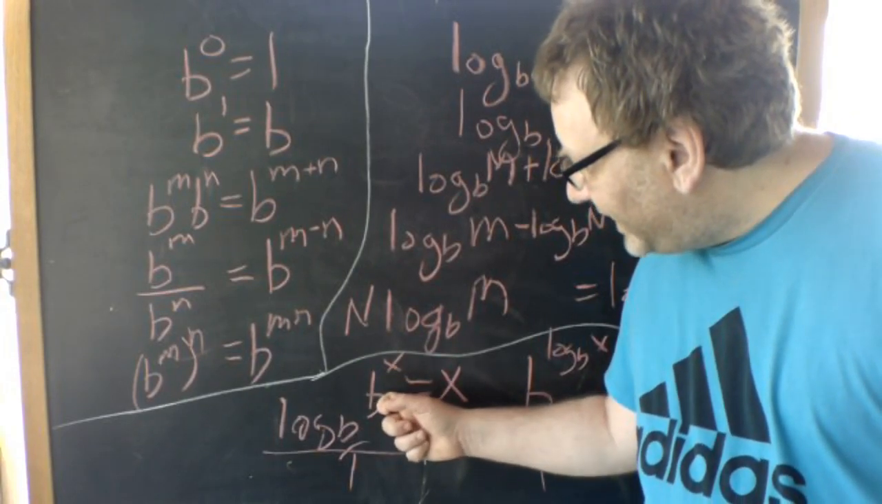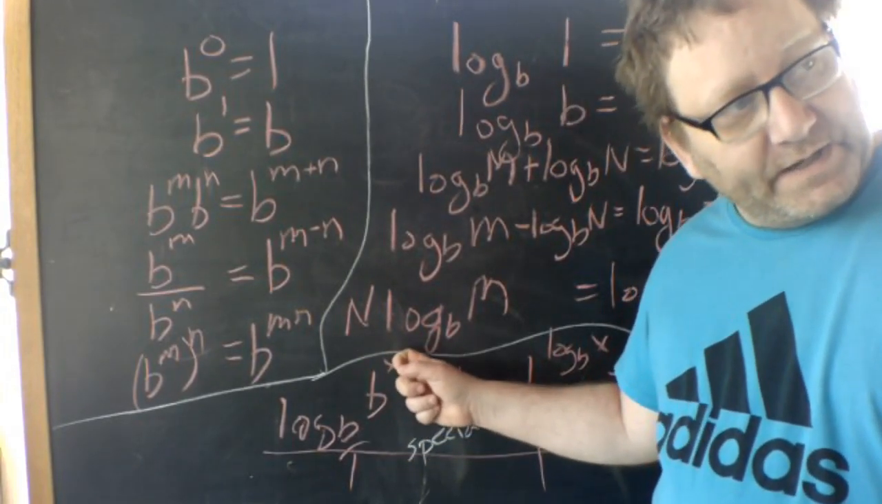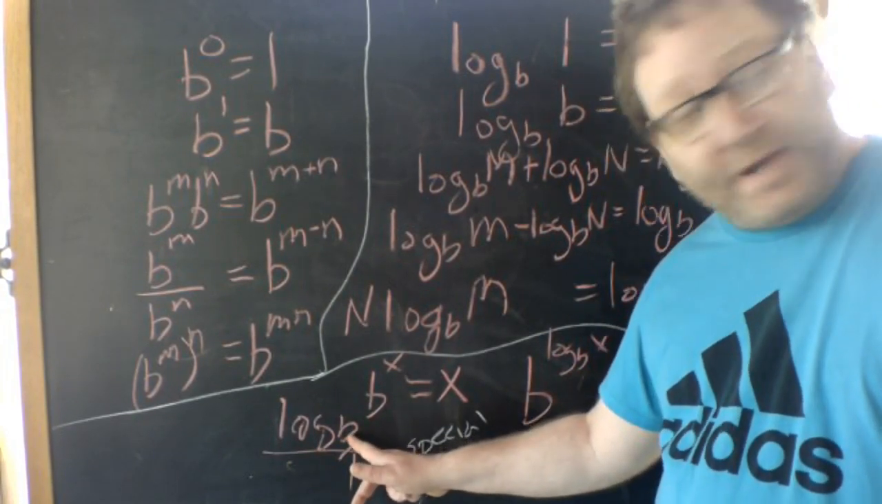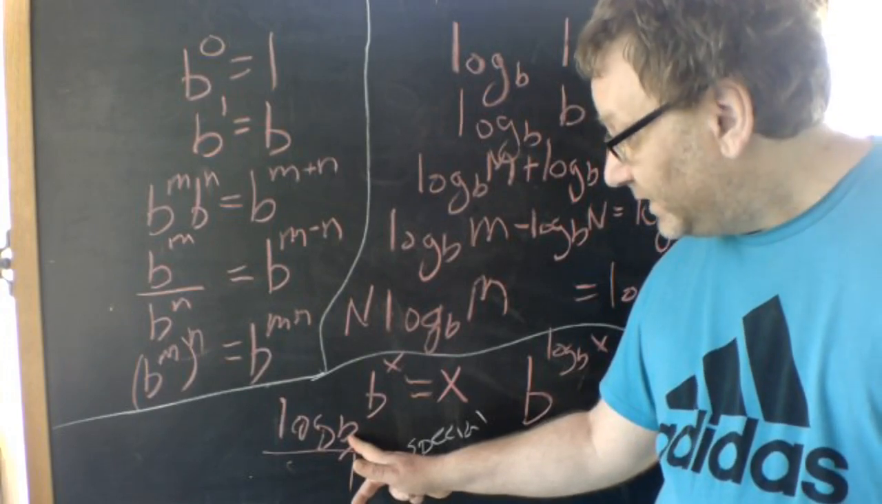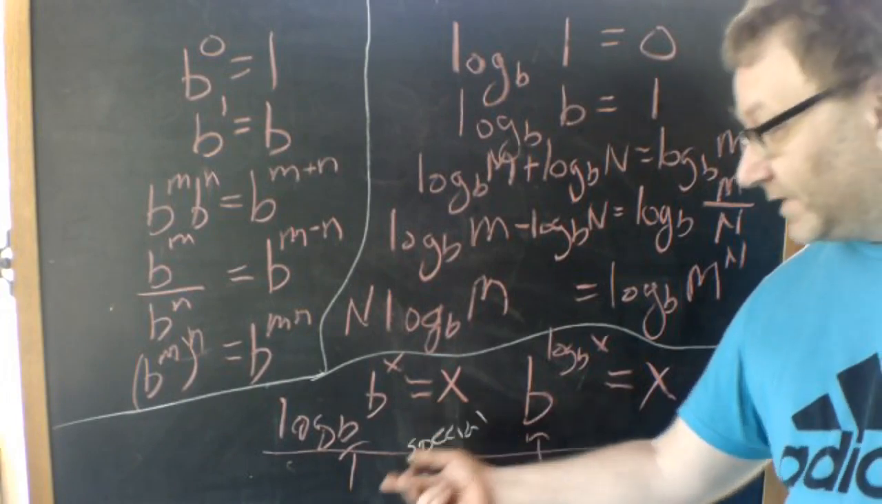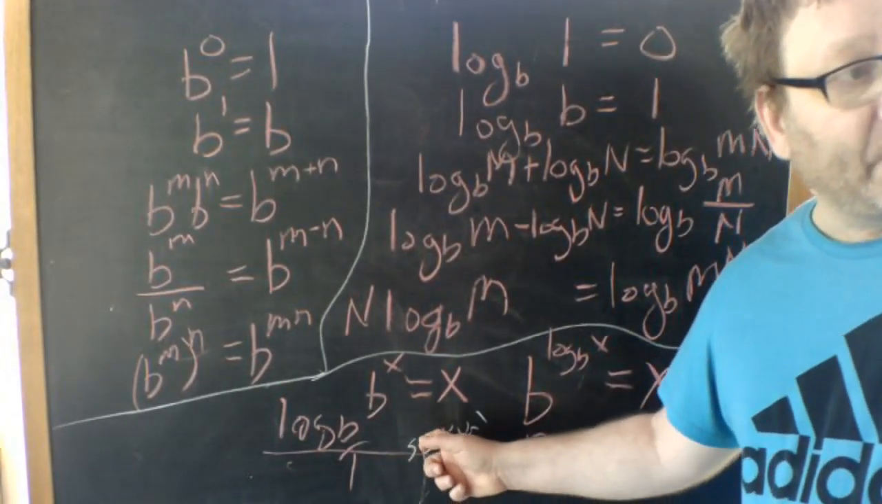I have some base, and k is upstairs. If I take the natural logarithm of the base I have, I'm going to get my upstairs out nice and clear. So I said these are special. These inverses are special. They're the secret sauce.